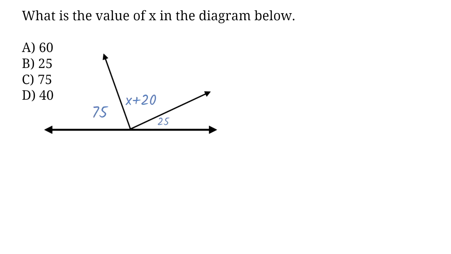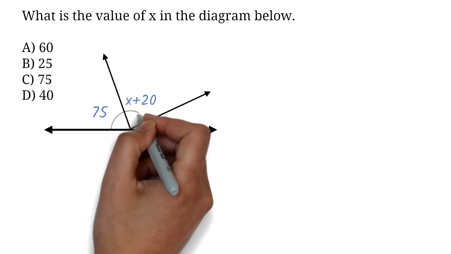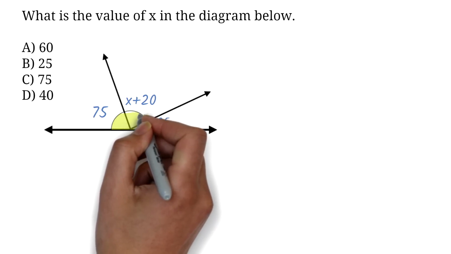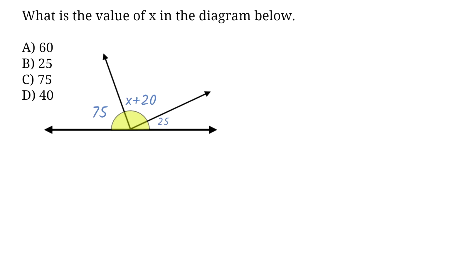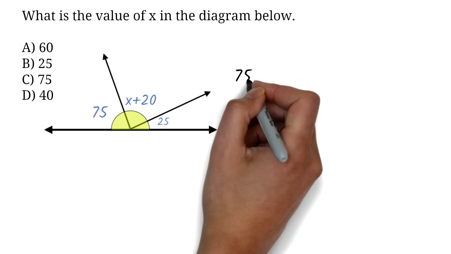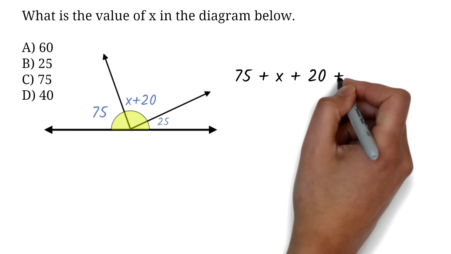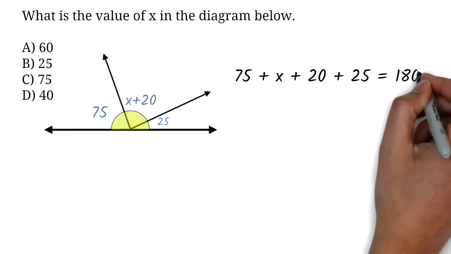What is the value of x in the diagram below? A. 60. B. 25. C. 75. D. 40. The work here is being able to identify that this is angles on a straight line. Angles on a straight line add up to 180 degrees. Once you know that, you will just add everything and equate it to 180, then solve the resulting equation. So here, we will add 75 plus x plus 20 plus 25 equals 180.